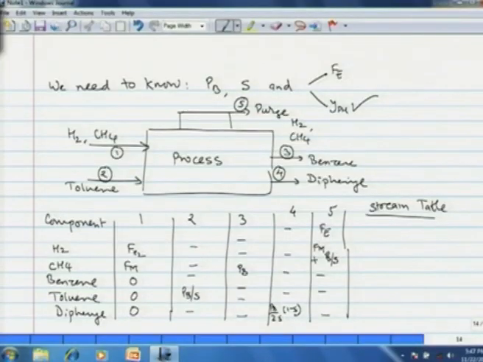For example, diphenyl produced in the HDA process can be used as a fuel. The purge gas that comes from the HDA process can also be used as fuel. So we shall see how these side product values add to the economic potential. So the next lecture would be on determination of economic potential of the process.